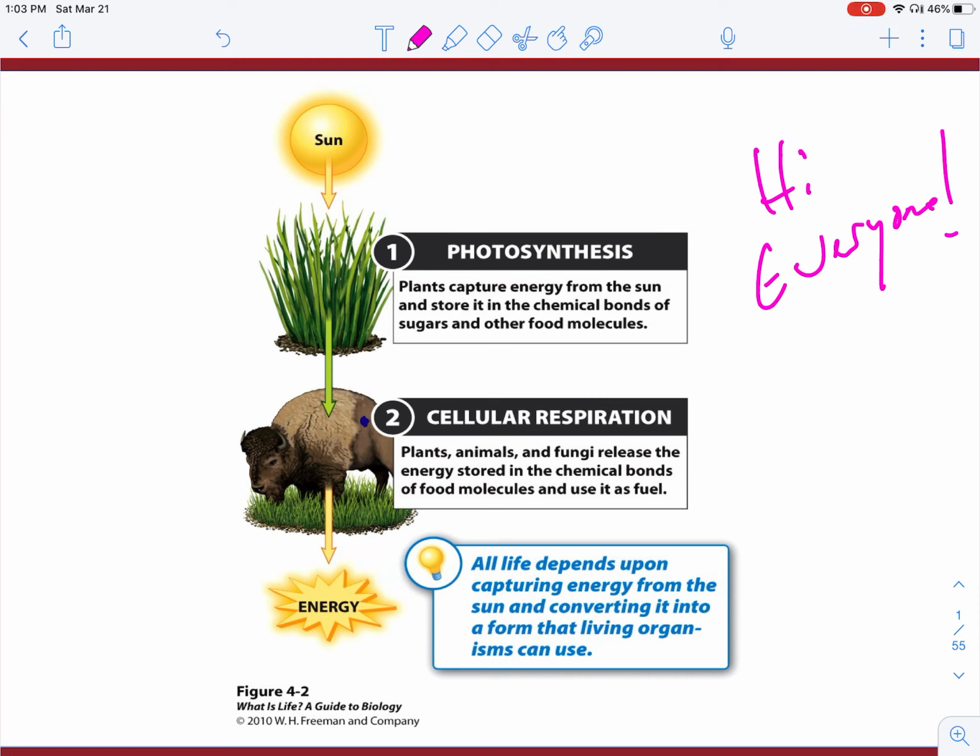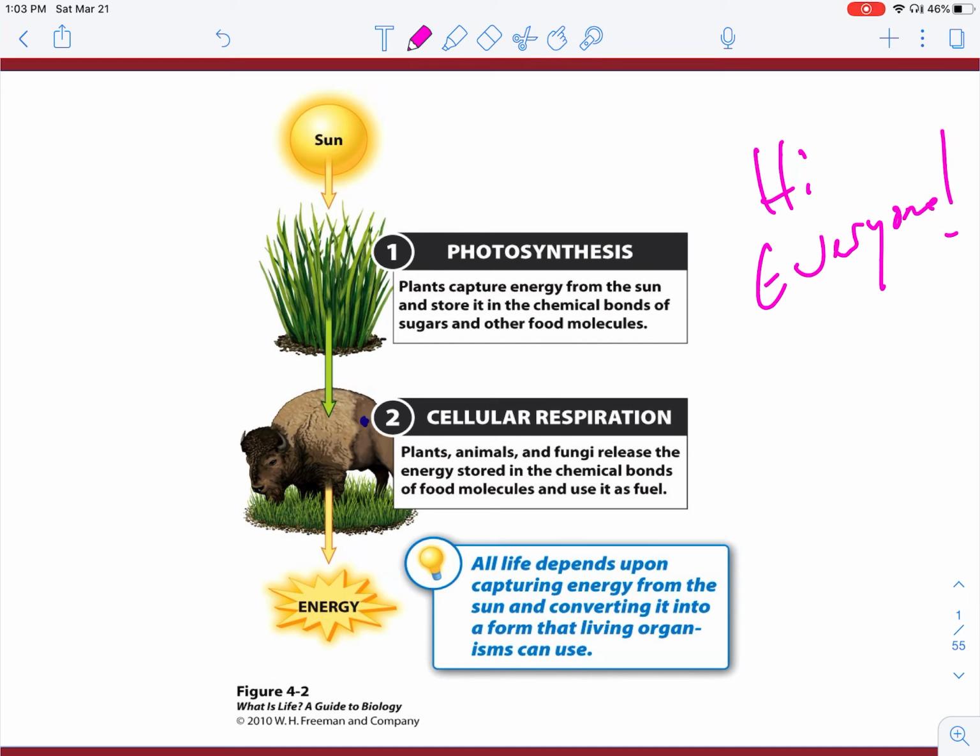So we're going to talk about energy and flow of energy in living systems. We're actually going to spend about 3 chapters doing this. So this chapter, a chapter on cellular respiration and photosynthesis. And I want to keep that in mind before we really get started.